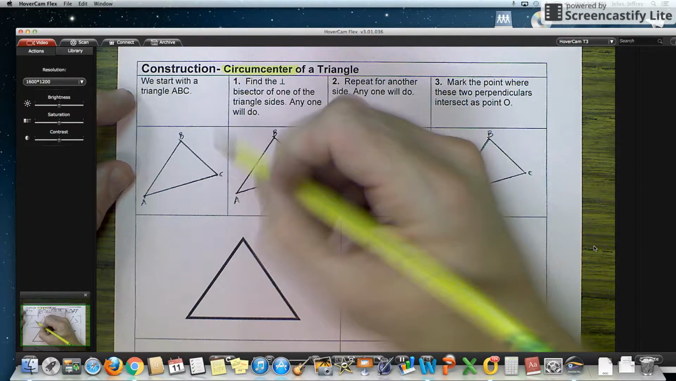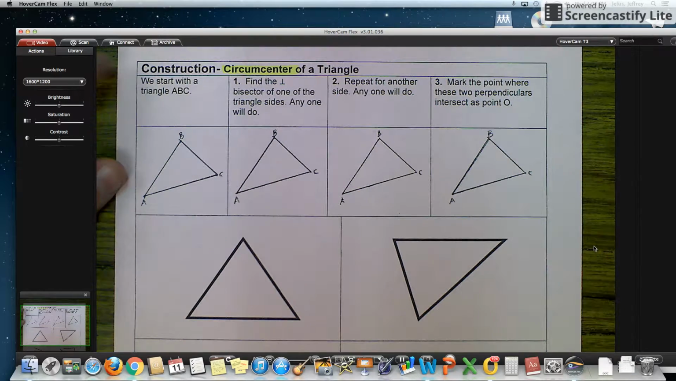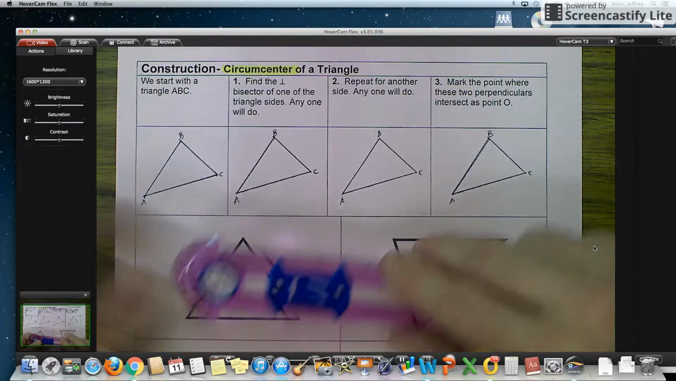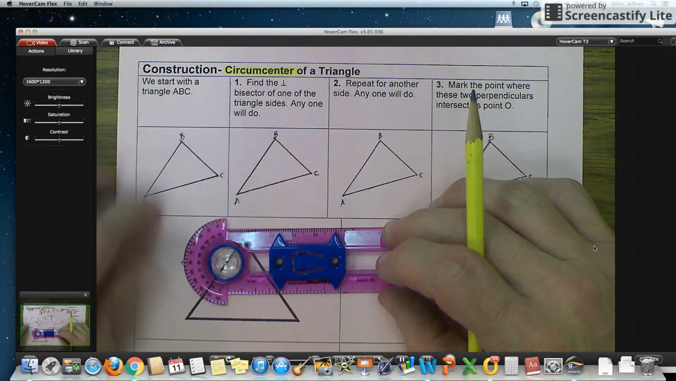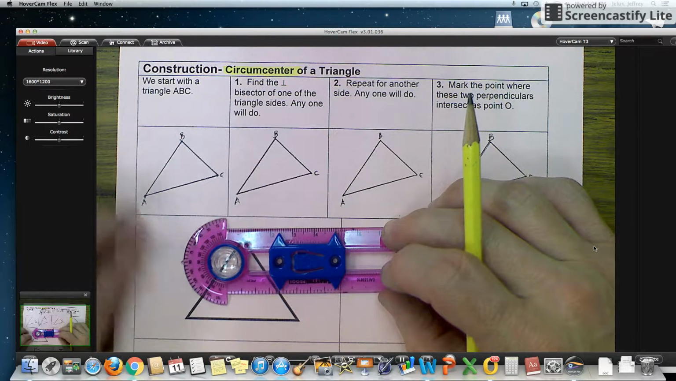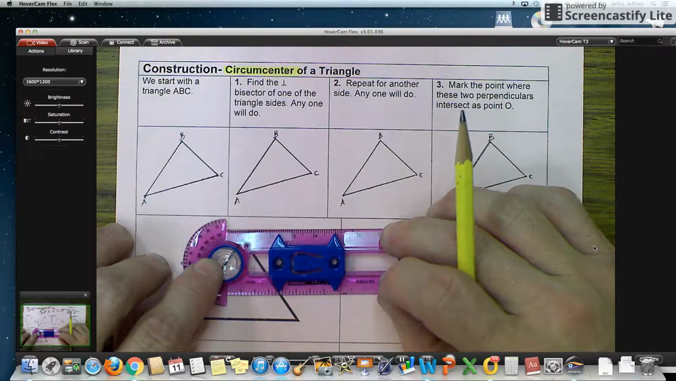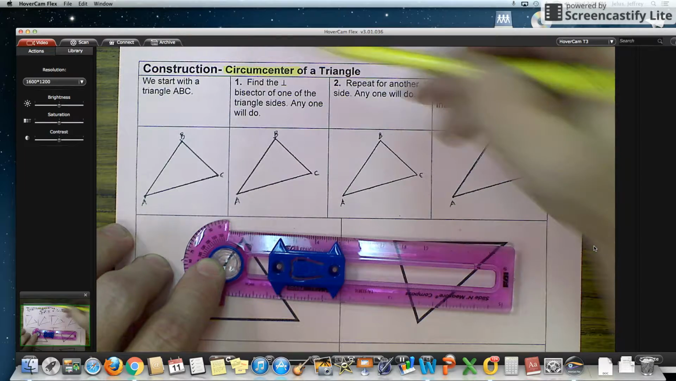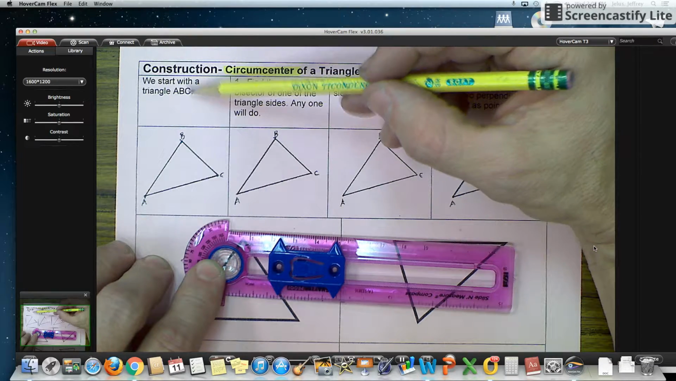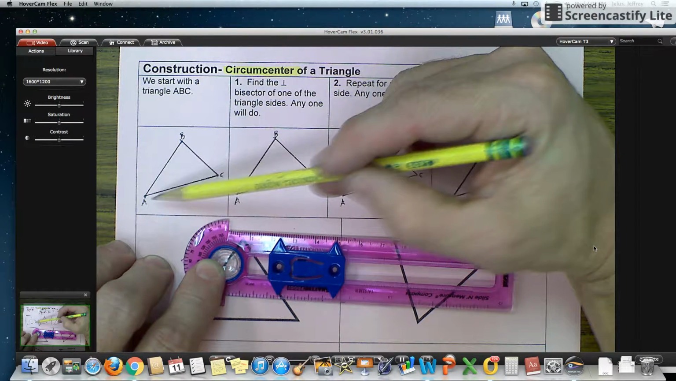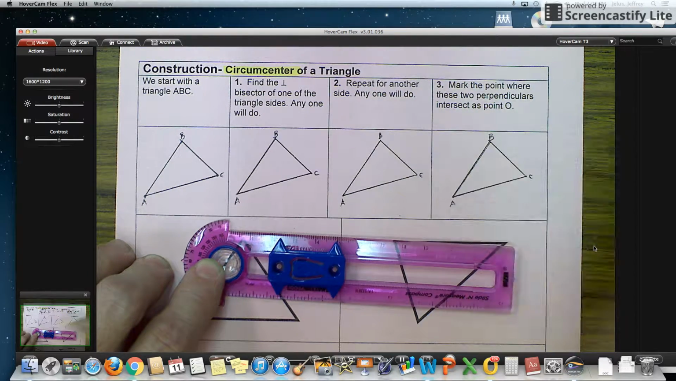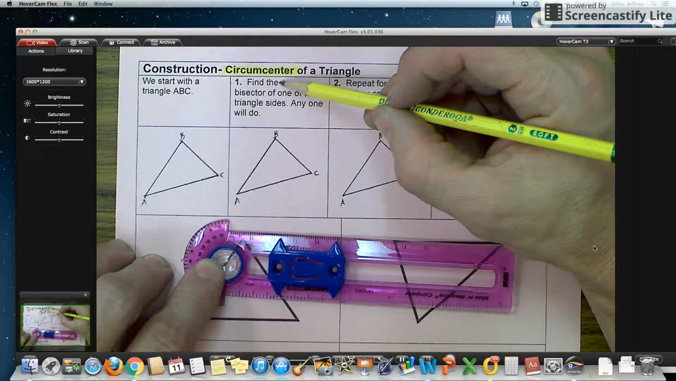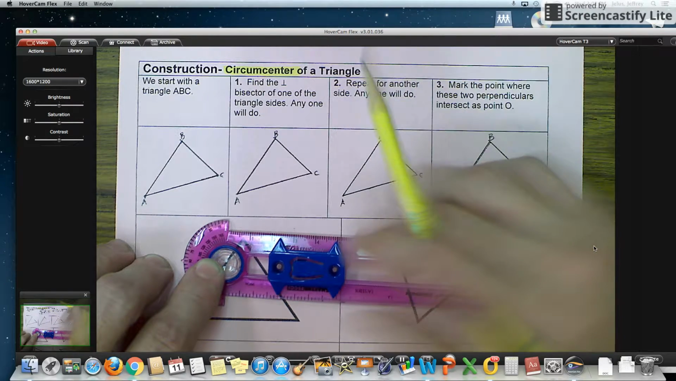So we're going to use the perpendicular bisector construction to help us find the circumcenter of a triangle, which is the best location for three people or three vertices to meet, or equidistant from all three vertices. So let's get started. It says we start with triangle ABC. We have triangle ABC, so I'm just going to leave it there and allow you to see the steps that go. Next, we're going to find the perpendicular bisector of one of the triangle sides.